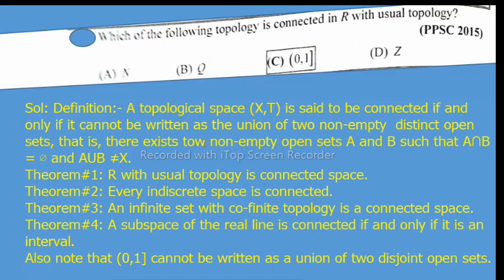Also note that the 0-1 interval cannot be written as a union of two disjoint open sets. So option C is correct.